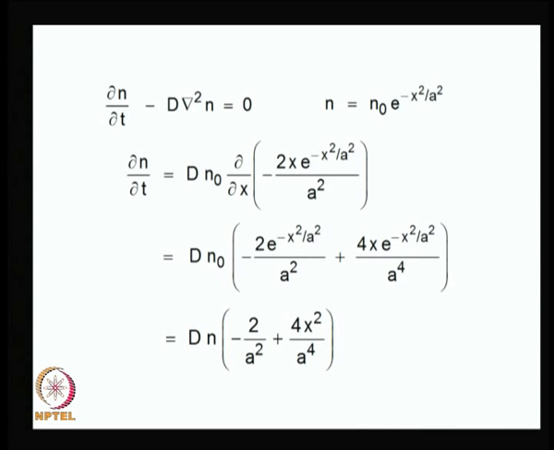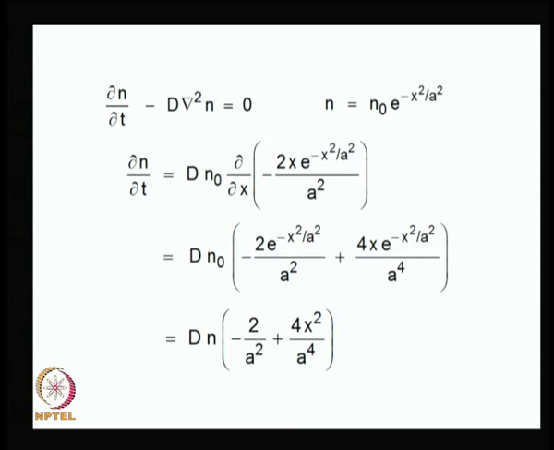So, if we assume this, we have assumed a one-dimensional function for the number density. It is e raised to the power minus x square upon a square. So, this then turns into a one-dimensional differential equation in time and length, say x. So, del square n is simply d square n upon dx square.